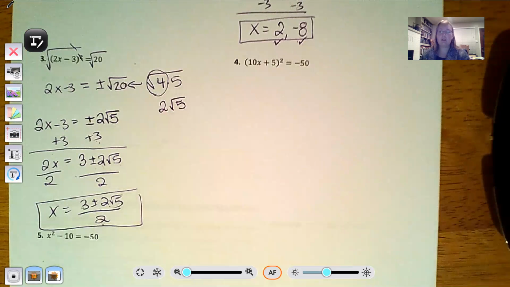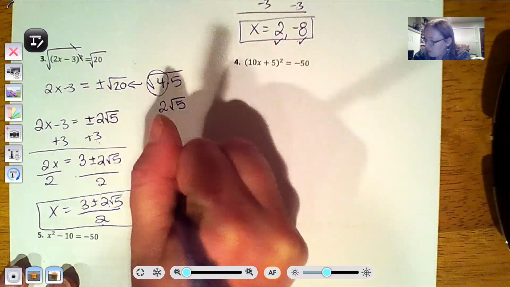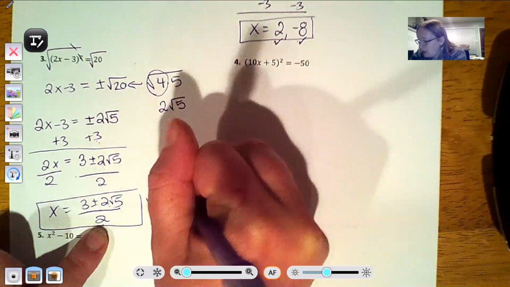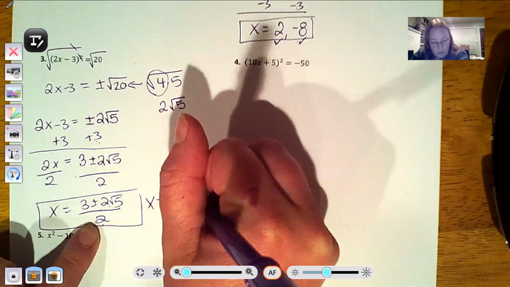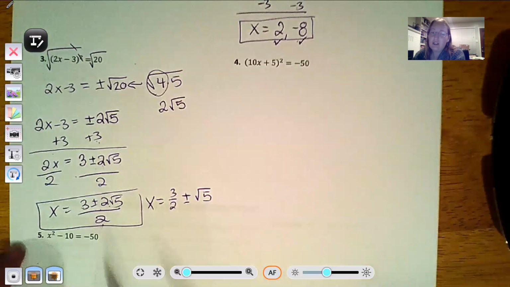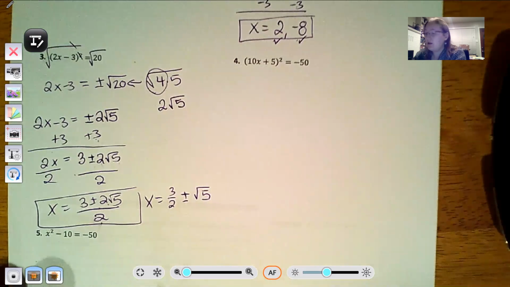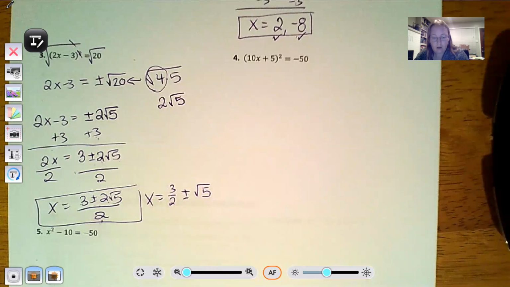So you have two answers because of the plus and the minus case. You can write this as 3 over 2 plus or minus, and then the 2's can cancel, plus or minus root 5. But this is actually a much, I don't know, nicer way, and it's less likely that you make mistakes if you just leave it like that.